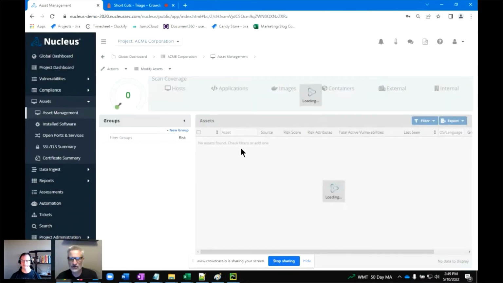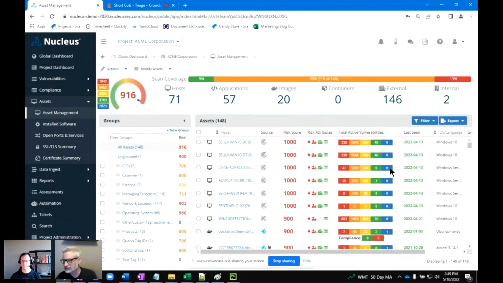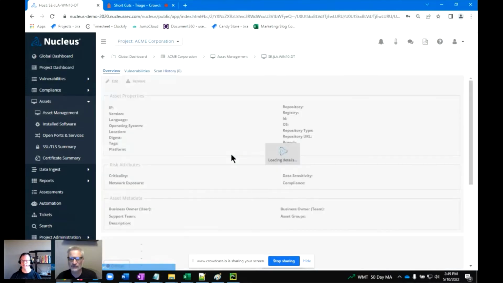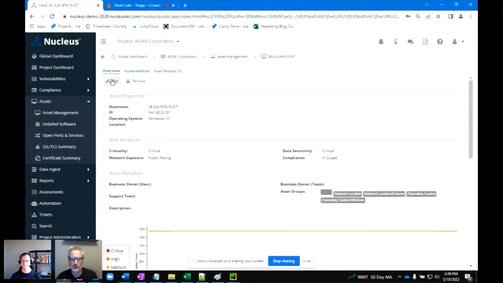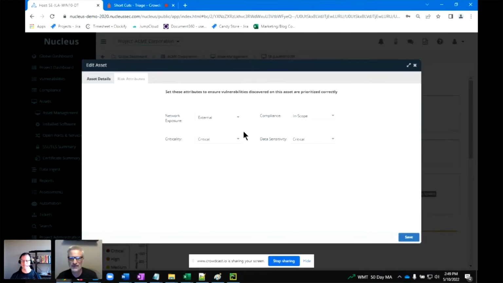So now I want to pull another system up. Let me find that one, Win10 DT. So a couple up from there. And we'll do the same thing here. And in this case, it looks very similar. Critical on both the criticality and data sensitivity. It's in scope for compliance like the other one, but this one is external facing rather than internal facing. Got it.